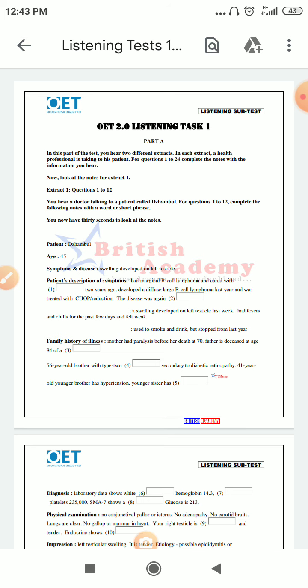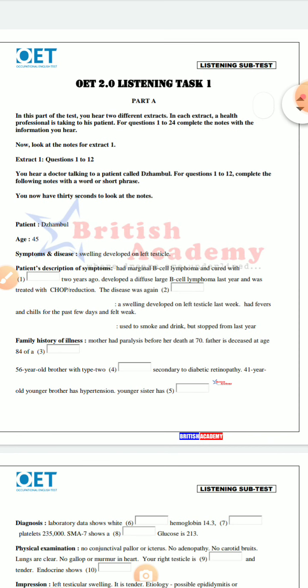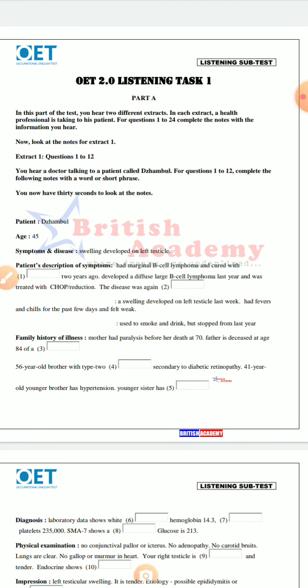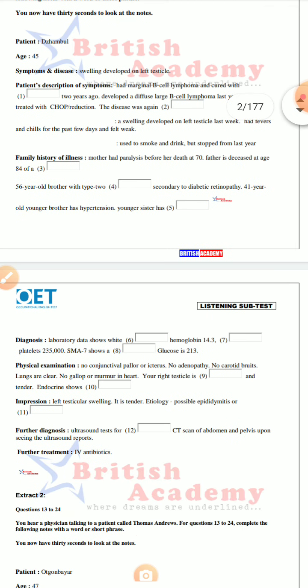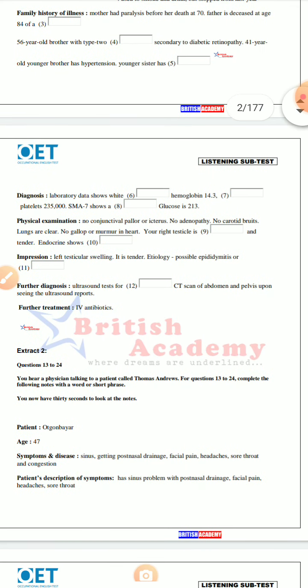You can read this in this part of the test. Here are two different extracts, the extract which I mentioned to you. Part A: a health professional is talking to his patient. For questions 1 to 24, complete the notes with the information you hear. You will hear an extract for questions 1 to 12.